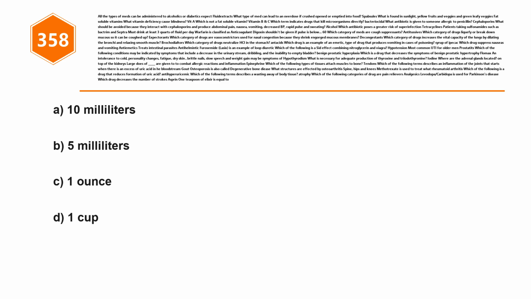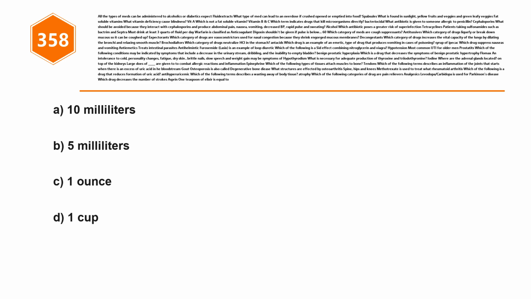What is the most common UTI for older men? Prostatitis. Which of the following conditions may be indicated by symptoms that include a decrease in the urinary stream, dribbling, and the inability to empty the bladder? Benign prostatic hyperplasia. Which is a drug that decreases the symptoms of benign prostatic hypertrophy? Flomax.